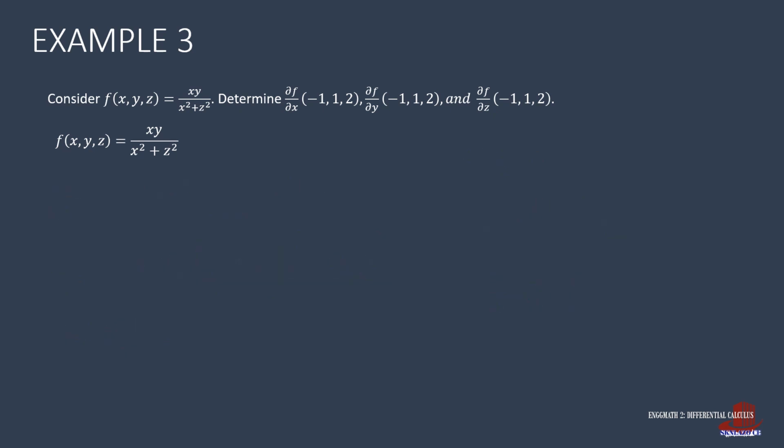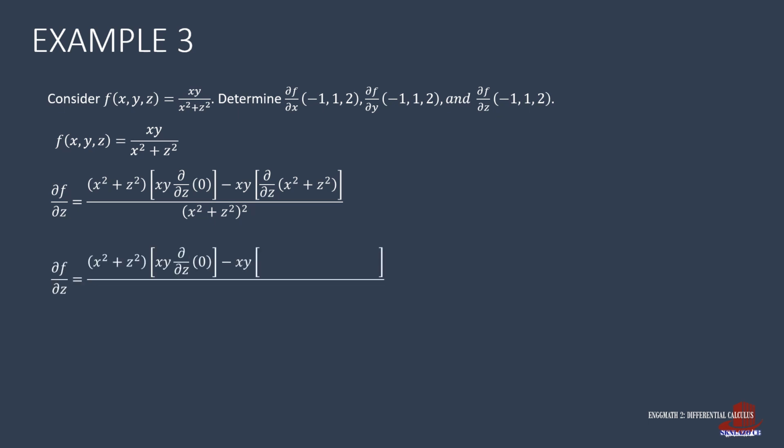Another requirement is to take the partial derivative of the function with respect to z, and still the same, we use the quotient rule to initiate the differentiation. With respect to z, we have x squared plus z squared times xy times the derivative of 0, minus xy times x squared times the derivative of 0 plus the derivative of z squared. Both terms are over the square of x squared plus z squared.